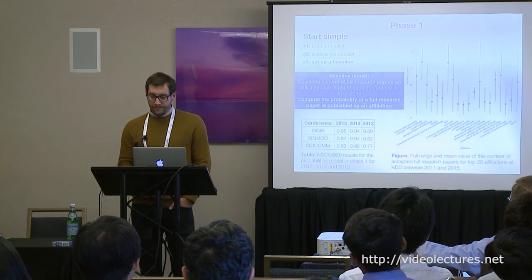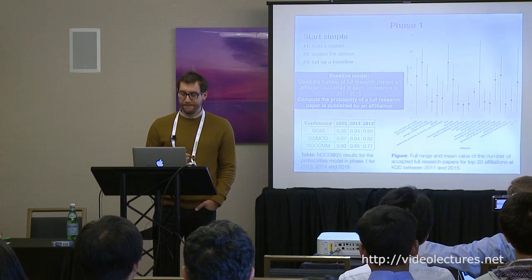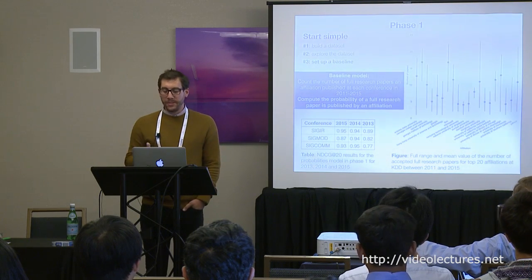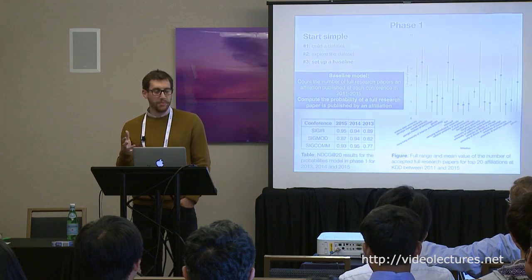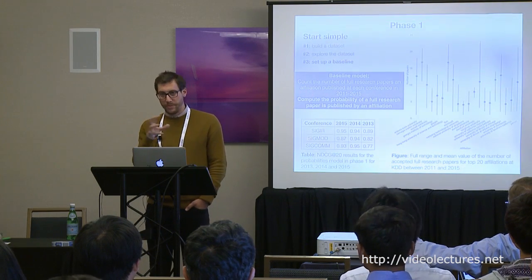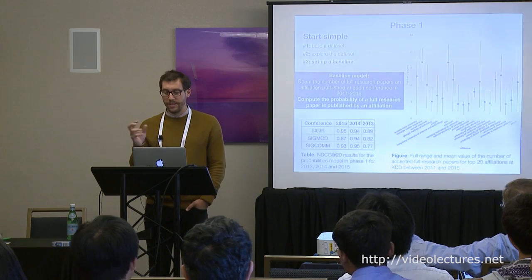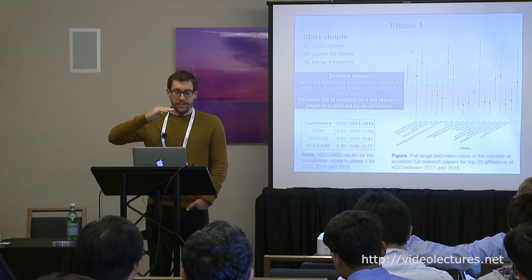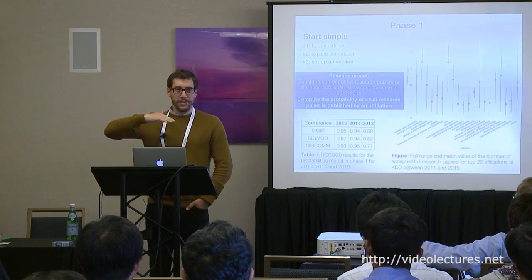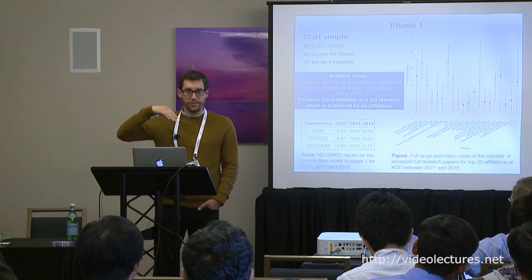So basically in the first phase, we computed the probability of a full research paper being published by a given affiliation based on the numbers of all their accepted full research papers in the last 5 years, 2011 to 2015. And thus, we ranked the affiliations based on these probabilities, and this was the submission to the first phase for SIG-IR.